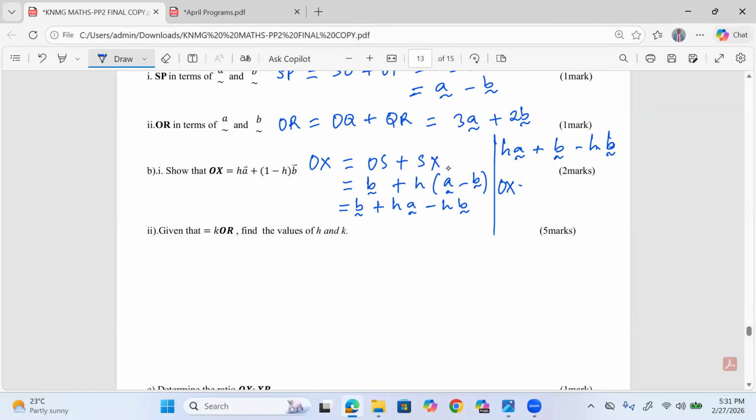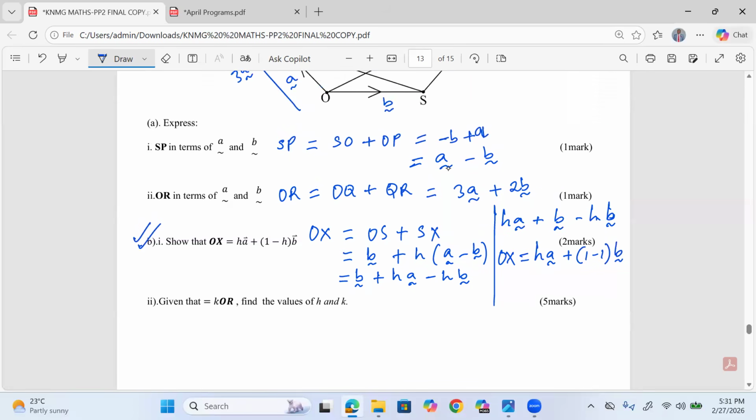So that now at this point we can say the vector OX, ladies and gentlemen, can be given by H vector A. Then vector B is factored out, so that will remain with 1 minus H, and vector B is factored out like that. So with that expression now, we've already proven that OX equals what had been typed there. It has already been mathematically proven. That's a very good question, very unique setting.